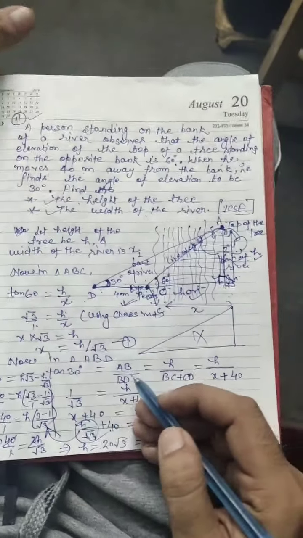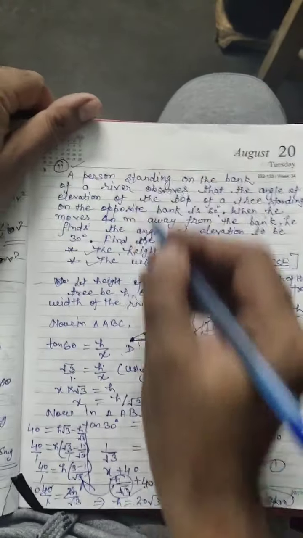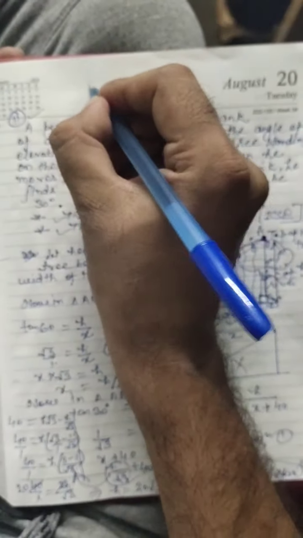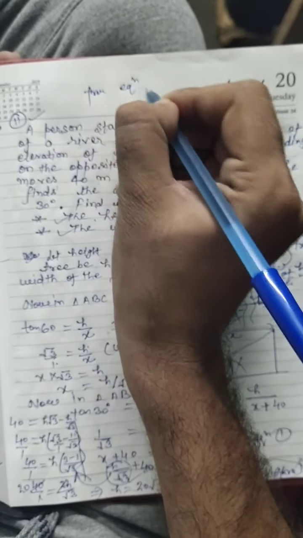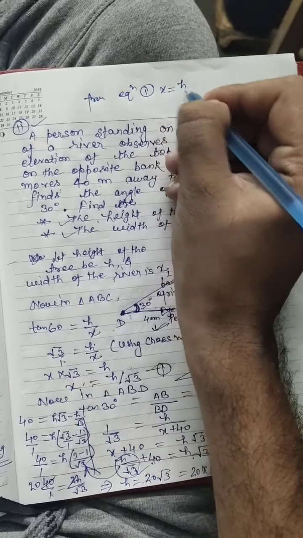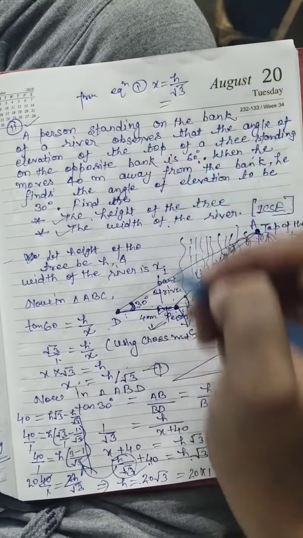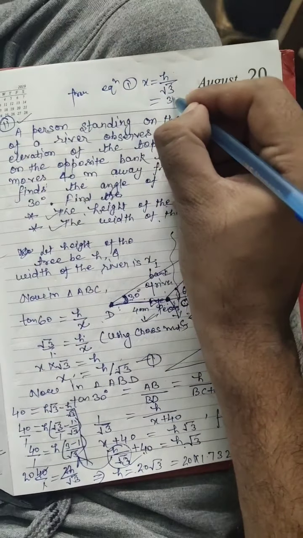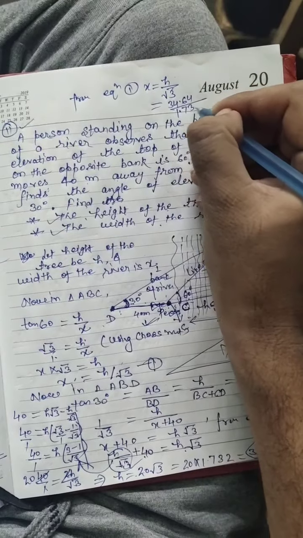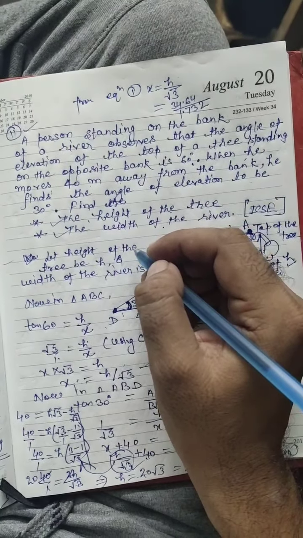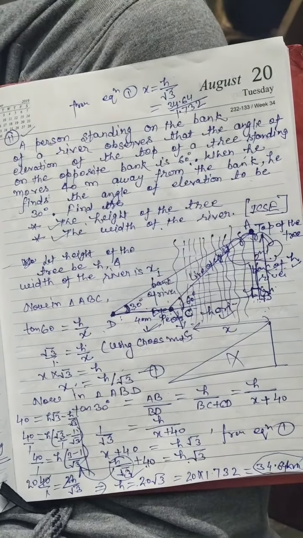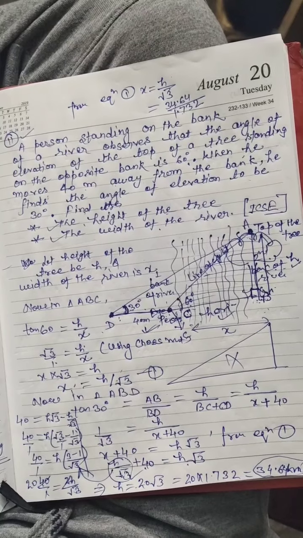Okay, now students, we also need to find out from equation first. What is equation first? This is your equation first, x is equal to h upon root 3. So will you tell me what is the value of h? 34.64 upon root 3, which is 1.732. So 34.64 divided by 1.732 will be 20. Of course it will be 20 meter.